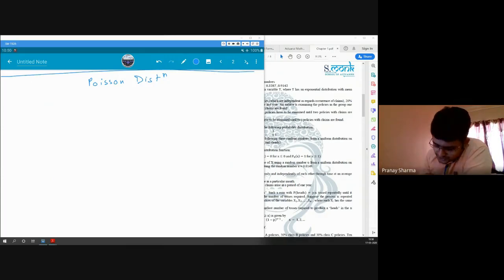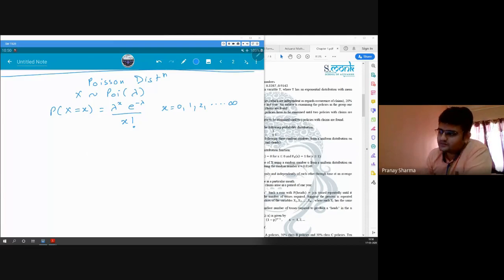Let's go to our Poisson distribution. We say X follows Poisson lambda, where lambda is nothing but a rate, and we say the probability that X equals x is lambda raised to x, e raised to minus lambda, by x factorial, where x goes from 0 to infinity.